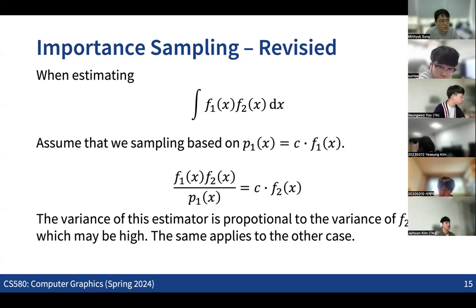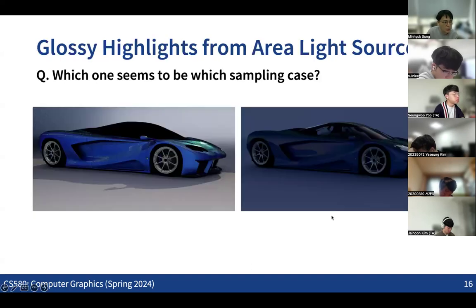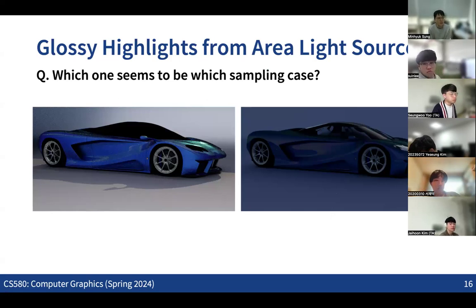So actually, choosing to sample from a distribution that follows one of the functions may not be the best strategy for most cases. This is a practical issue that we can see in many rendering processes. These are two different images, each using one of the sampling strategies: one is sampling based on the BRDF, and the other is sampling based on the light source. Can you tell which one was rendered using which sampling strategy?